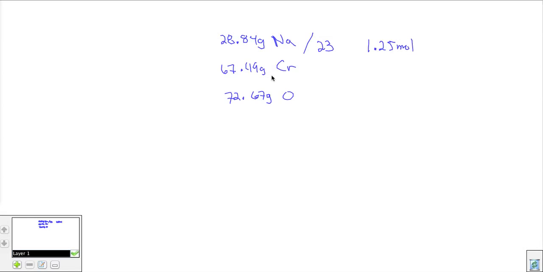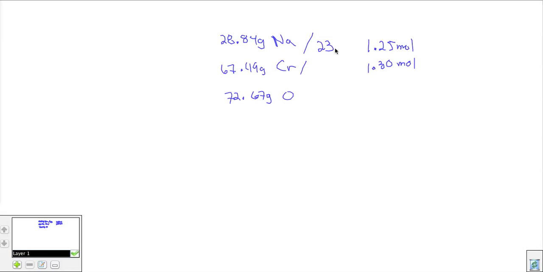Chromium is 52, so we've got 67.49 divided by 52. And that's going to give me 1.297, so I'm going to go 1.30, so 1.30 moles. Okay, and then oxygen, we have 72.67 divided by its molar mass.